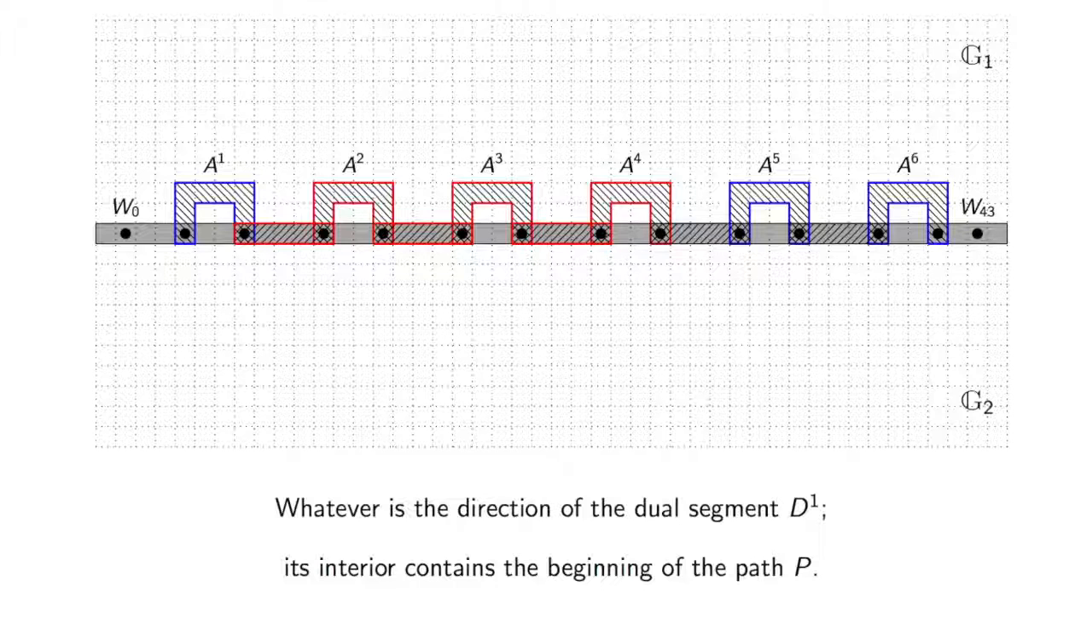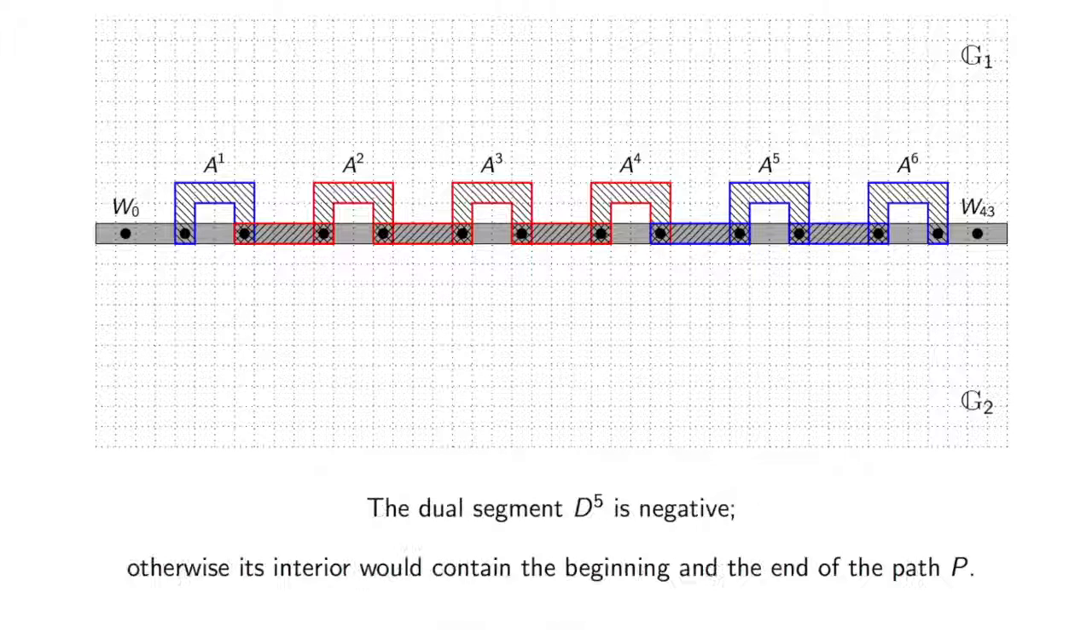In our example, this dual segment is positive. Now consider the dual segment D4. This segment is between a positive arc and a negative arc. Then whatever the direction of D4, the end of the path P belongs to the interior of D4. This result was discussed in the previous video. In our example, this dual segment is negative.